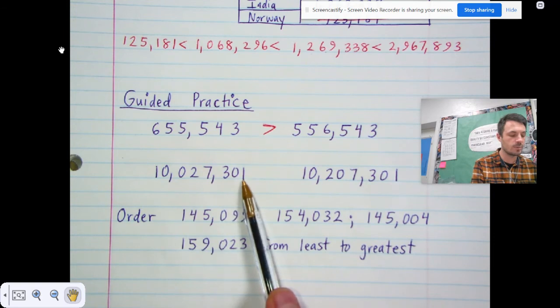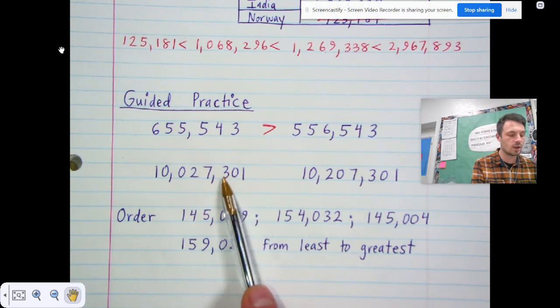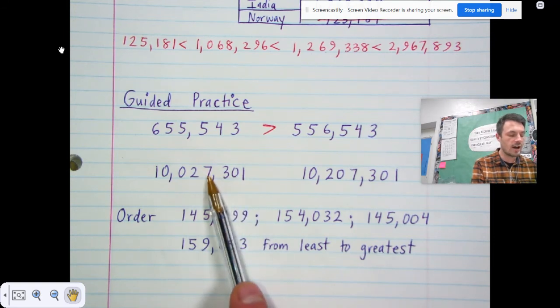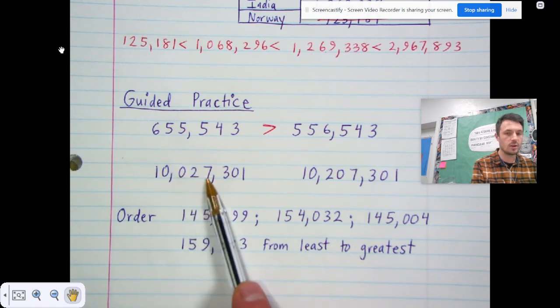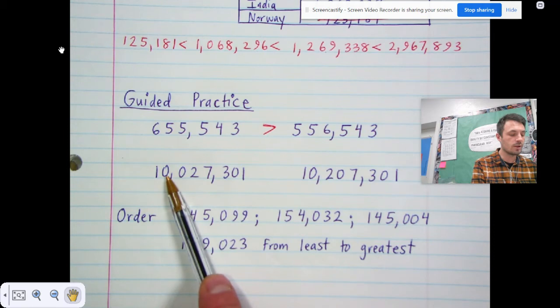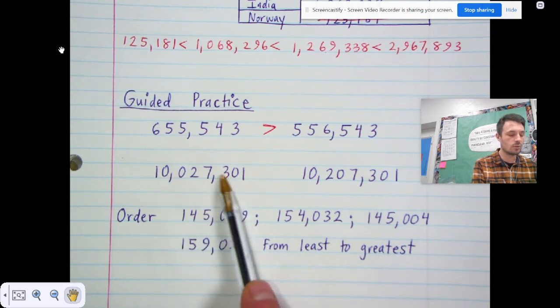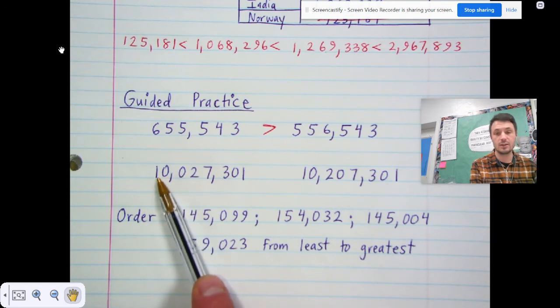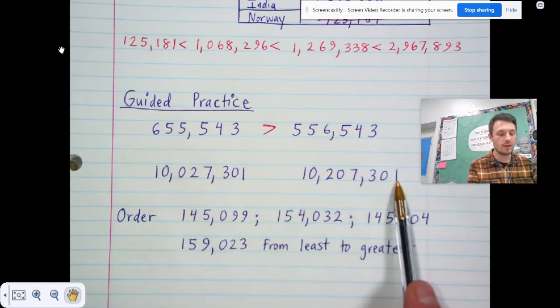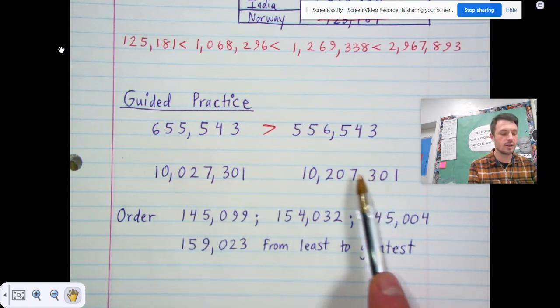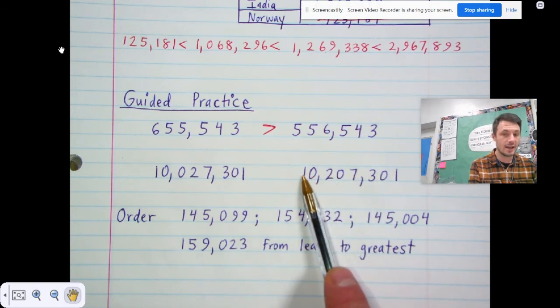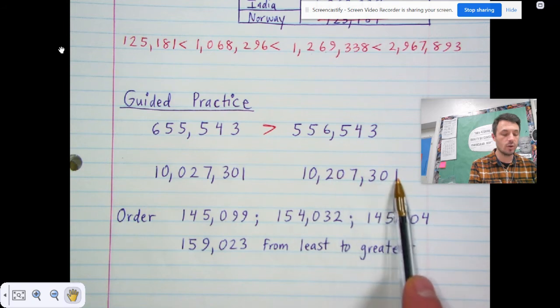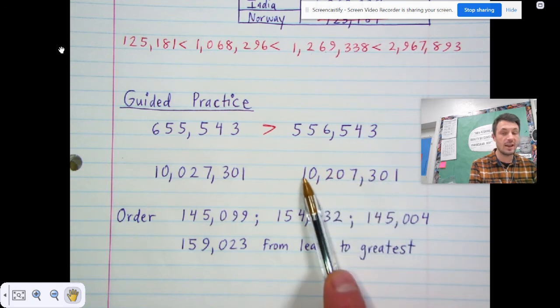So here we have the ones place, tens place, hundreds place, all within the ones period. The thousands place, 10,000s place, 100,000s place, all within the thousands period. And then the 1 millions place and the 10 millions place in the millions period. That's 1, 2, 3, 4, 5, 6, 7, 8 digits. And here we have the ones, tens, hundreds, thousands, 10,000s, 100,000s, 1 million, 10 millions place. That's also 8 digits.